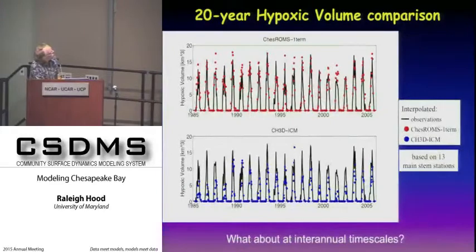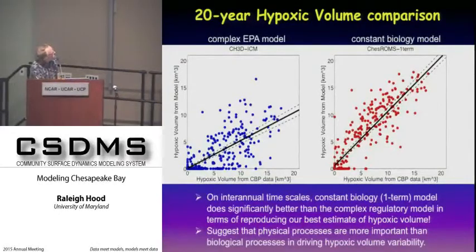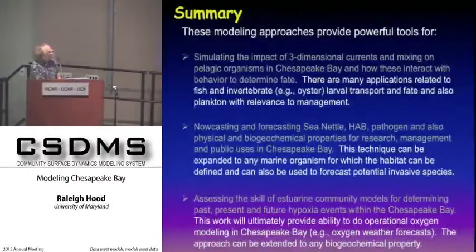We are also just beginning the process of looking at interannual variability. These are comparisons of 20 years of simulation of hypoxia versus time using a one-term respiration model versus hypoxia versus time using the full complex model, the CH3D ICM water quality EPA model. To make a long story short, at least in terms of the preliminary results, these simple respiration models actually reproduce the hypoxic volume variability better than the fully complex biogeochemical models. Anyway, that brings me to the end. I'll just put those up for you to read if you fell asleep during my talk, and leave it there.